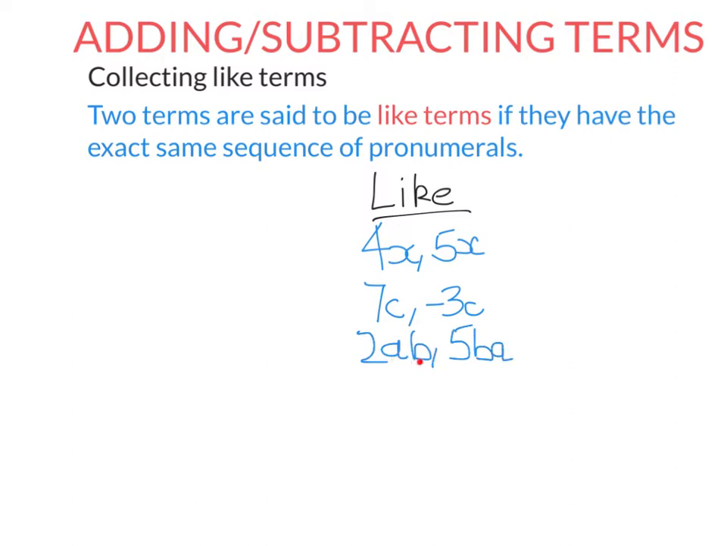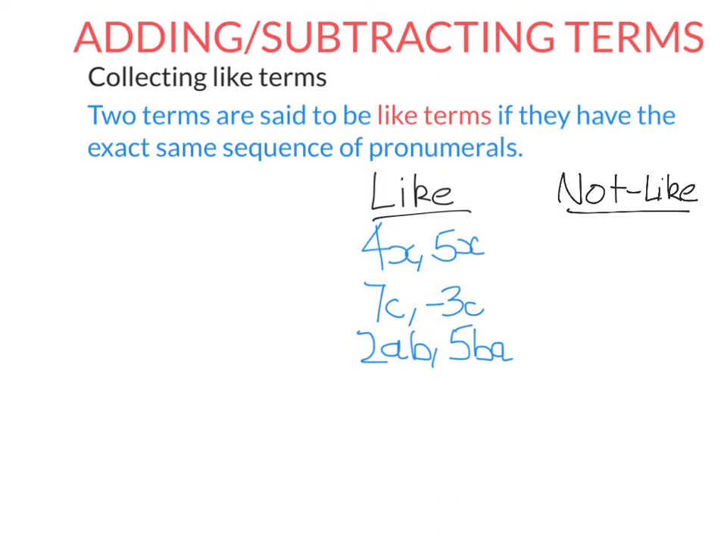Now, the order in which things are written doesn't matter. Remember, this is 2 times a times b. When you're multiplying things, the order doesn't matter. So ab and ba are the exact same thing. So these two terms are like terms because they have one a and also one b. It doesn't matter that they're written in a different order. So for all of these terms, these two here, and these two here, we would be able to add them together. So let's look at examples of terms that are not like terms.